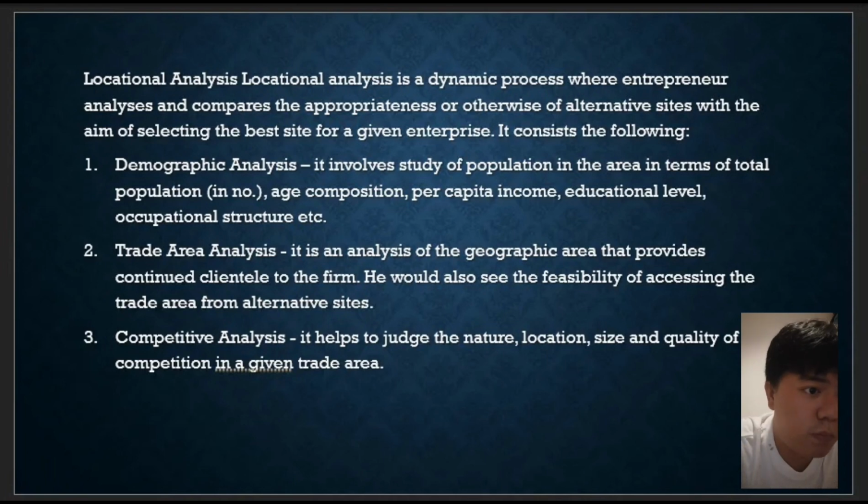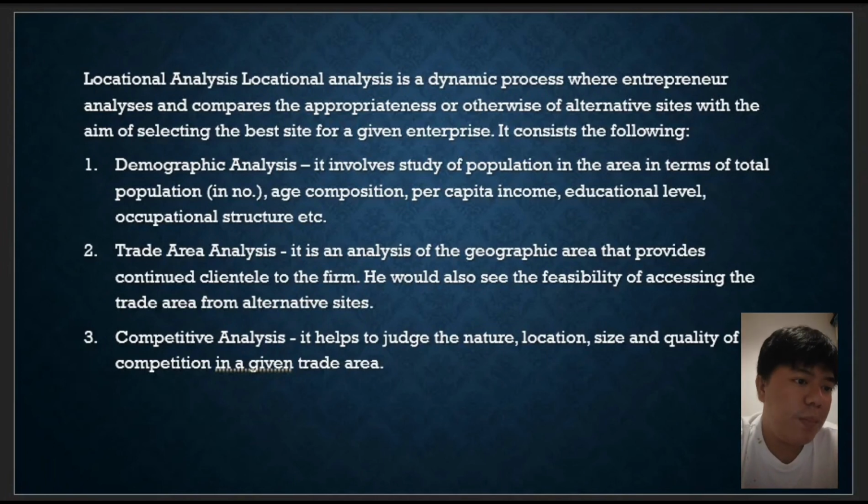age composition, per capita income, educational level, occupational structure, etc. And number two, trade area analysis. It is an analysis of the geographic area that provides continued clientele to the firm. He would also see the feasibility of assessing the trade area from alternative sites.